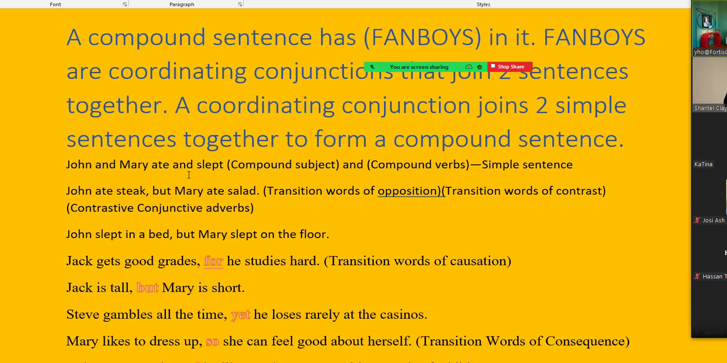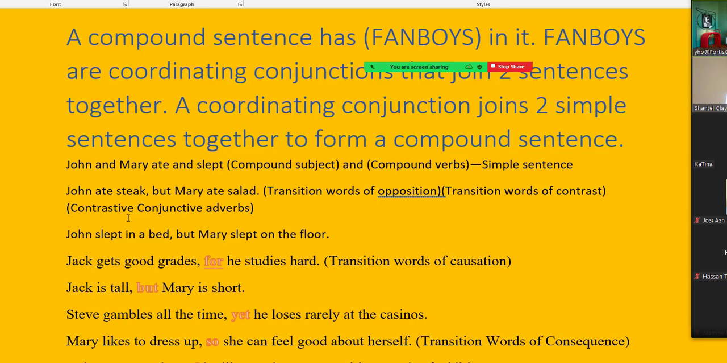And believe it or not, this is a simple sentence. But then if you become a compound sentence, it becomes: John ate steak, but Mary ate salad. And so this "but" has many different names depending on what grammar book you're using. Some grammar books are going to call it transition words of opposition, transition words of contrast, or contrastive conjunctive adverbs.